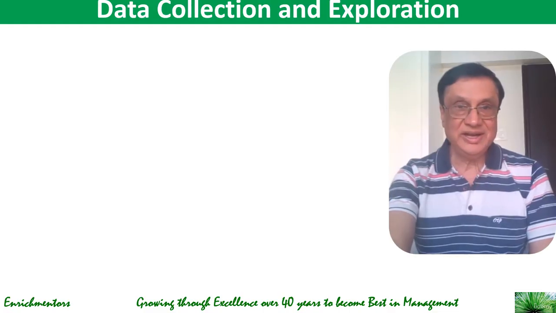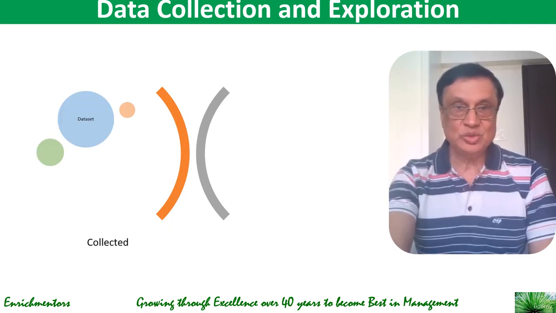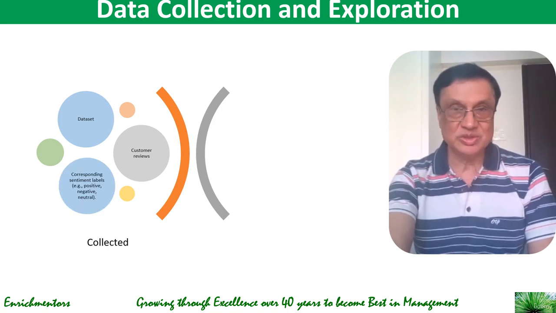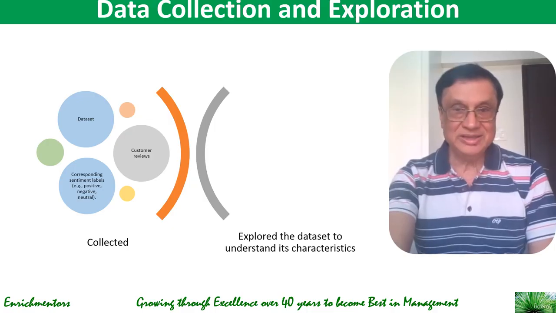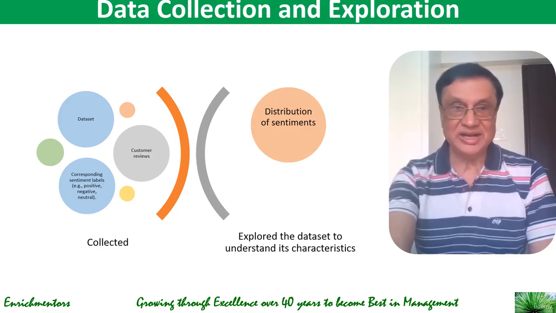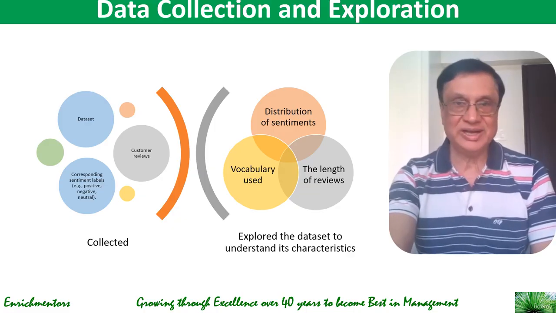Then they collected a data set of customer reviews along with their corresponding sentiment labels: positive, negative, and neutral. So this was the starting data. And they explored the data set to understand its characteristics, which included things like the distribution of sentiments, the length of reviews, and the vocabulary used. So that's how the data collection and exploration happened.